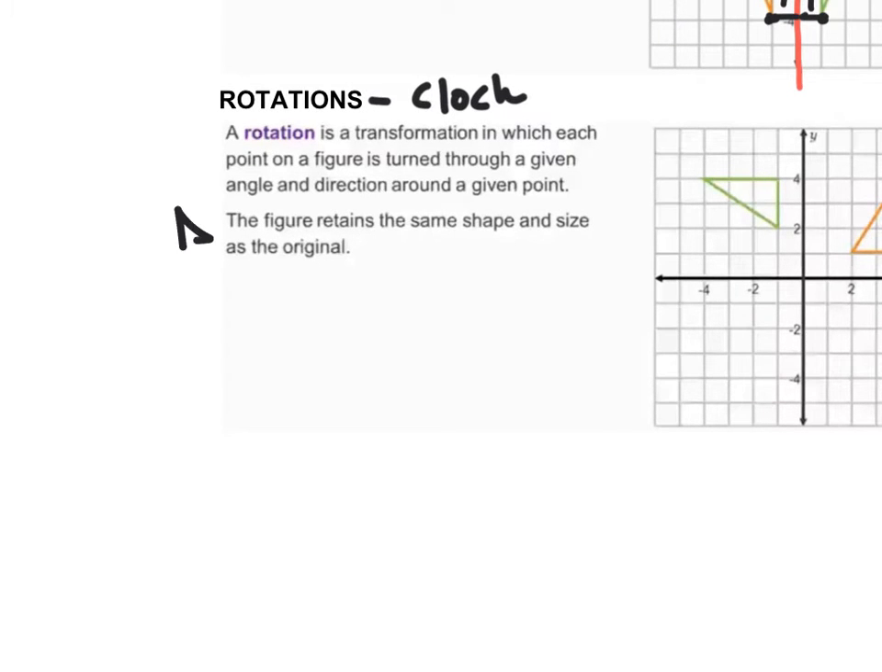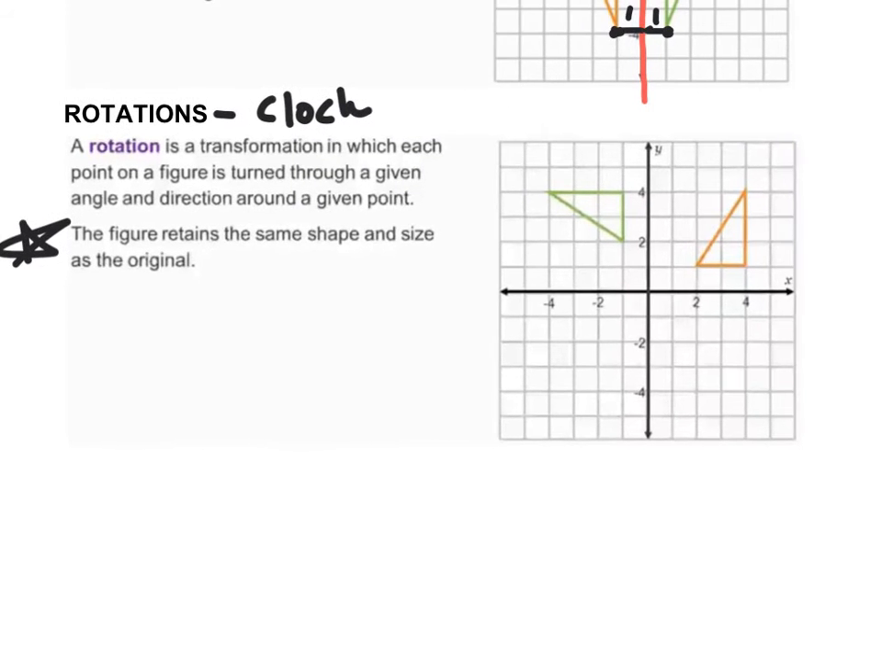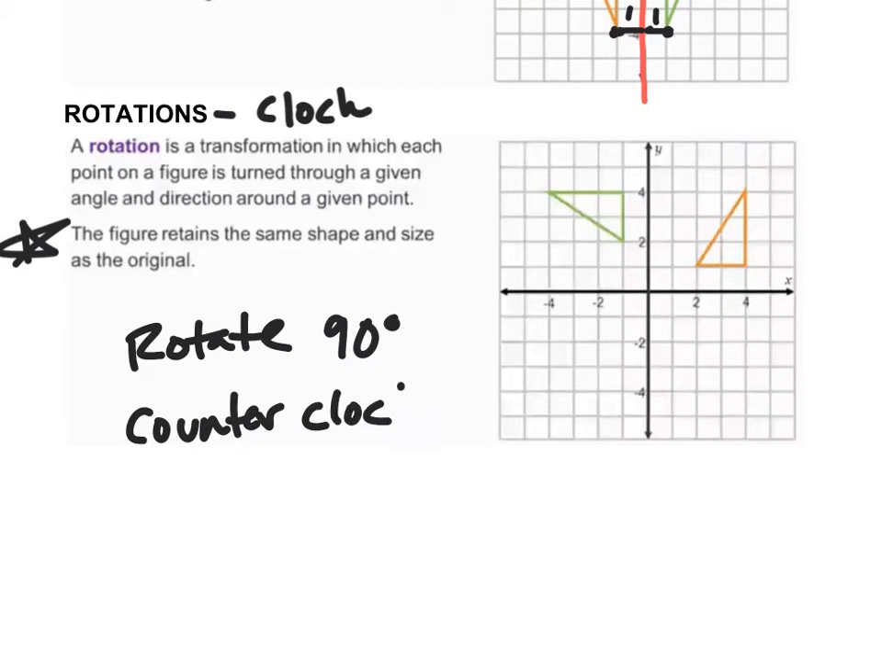So the cool thing is that whenever you do a transformation, things don't change size, all right? That only happens when you do a dilation. We'll talk about that next. But what I want to talk to you guys about is this, all right? If I wanted to, and I'm going to write this down, we're going to rotate 90 degrees counterclockwise, okay? And if you're confused on counterclockwise, counterclockwise goes in this direction around a circle, okay?